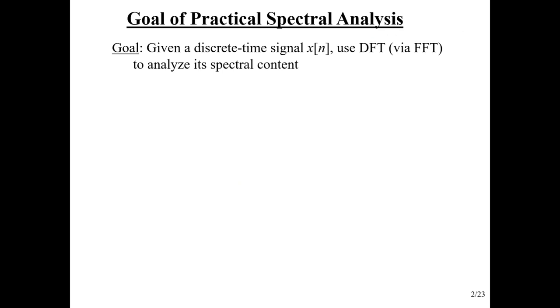So here's the scenario. We've got some discrete time signal. We'll call it x of n. And we're going to use the DFT via the FFT algorithm. So remember, the DFT is the thing and the FFT is just a fast algorithm to compute it. So we want to use those to analyze the spectrum of that signal or find its spectral content. How much energy is there at each frequency that's making up this signal?